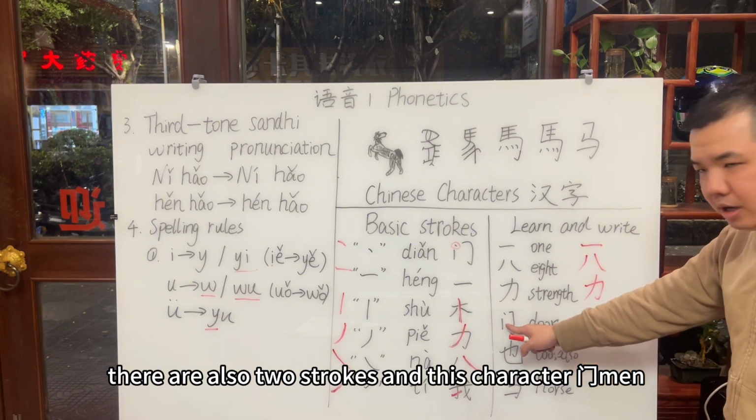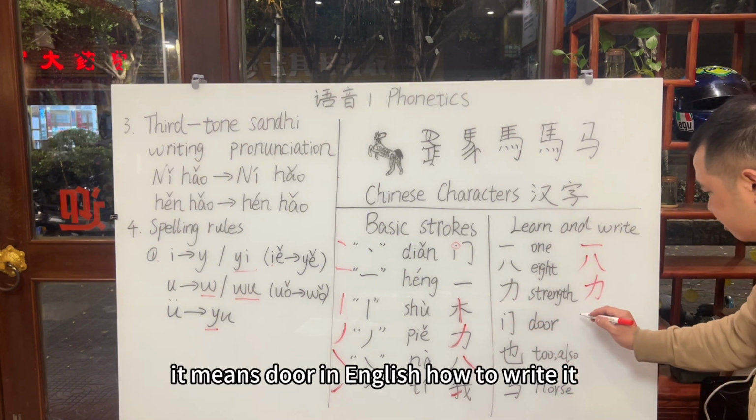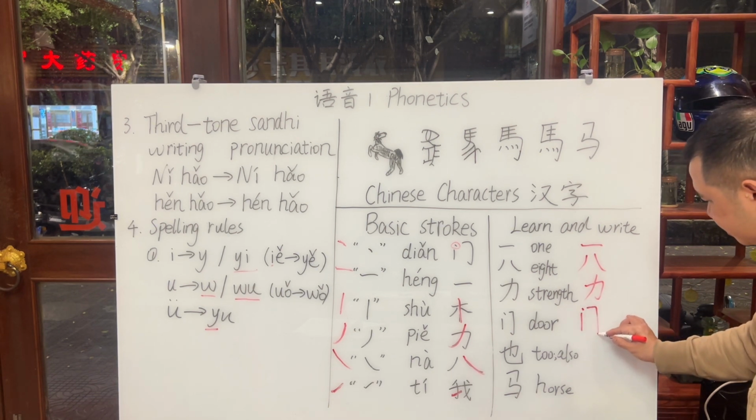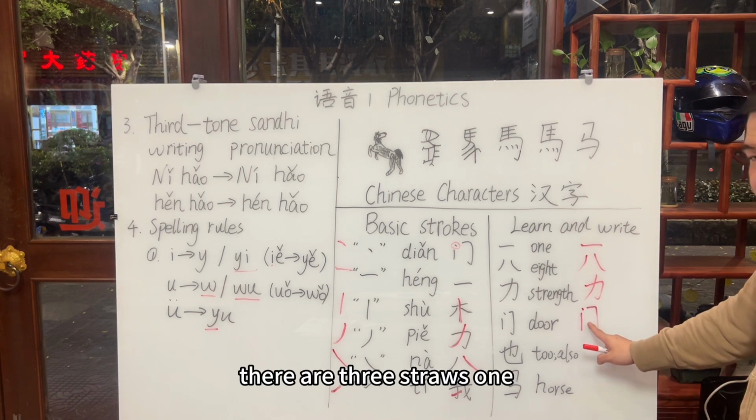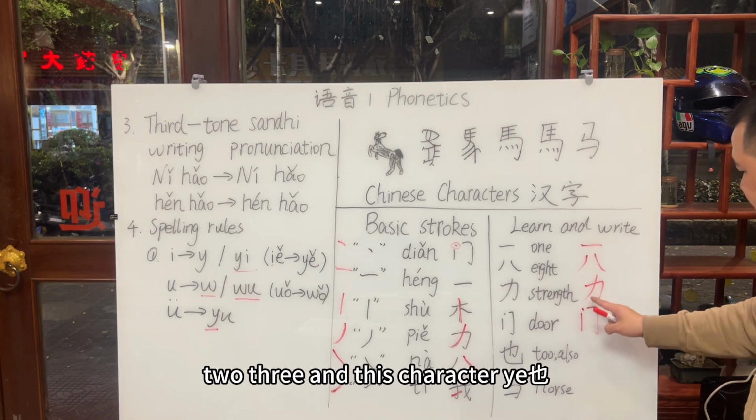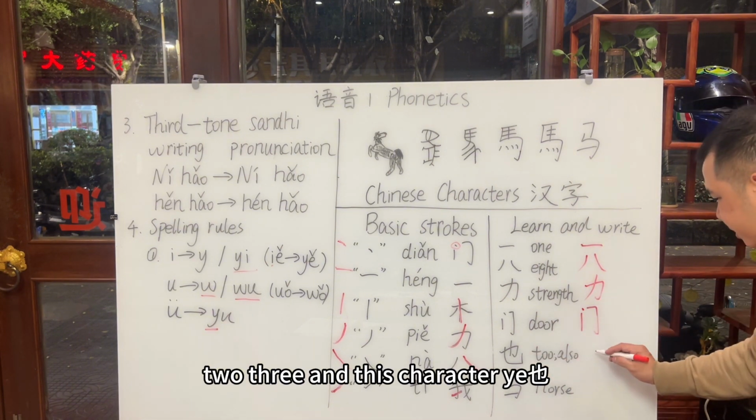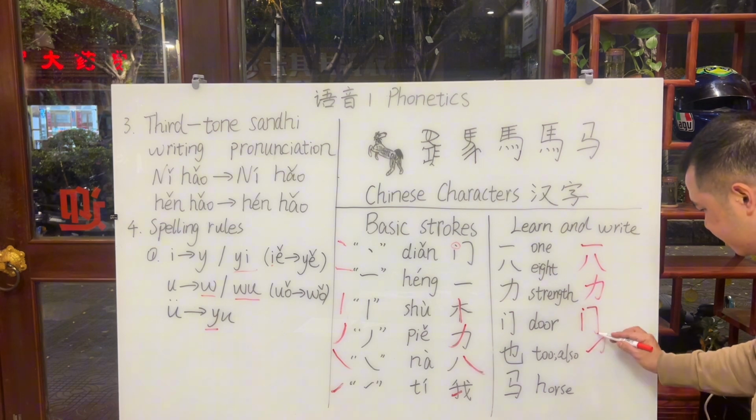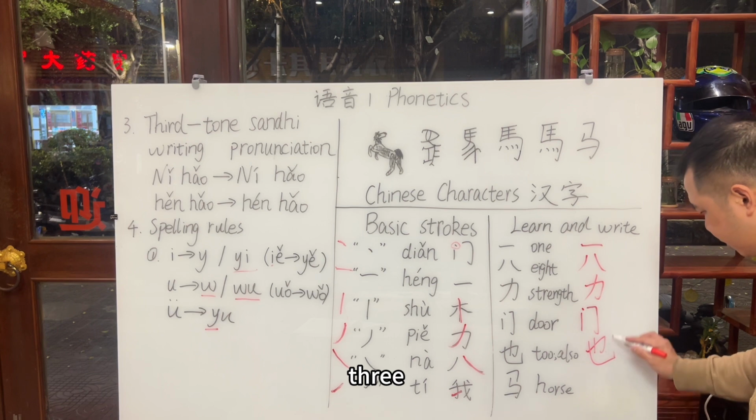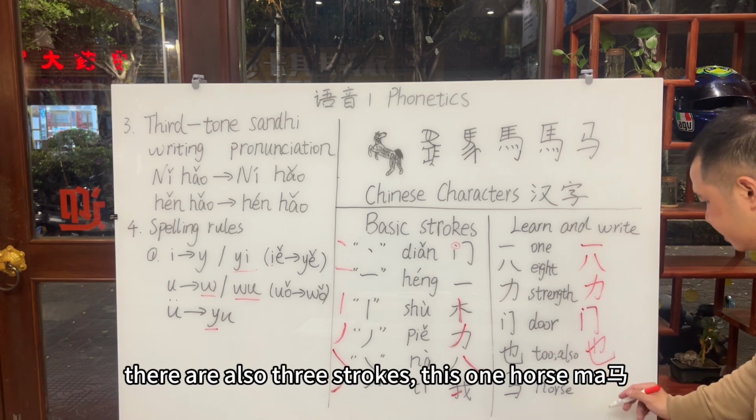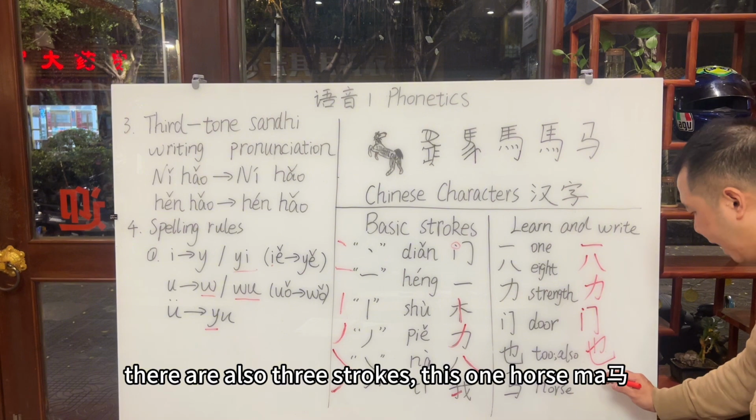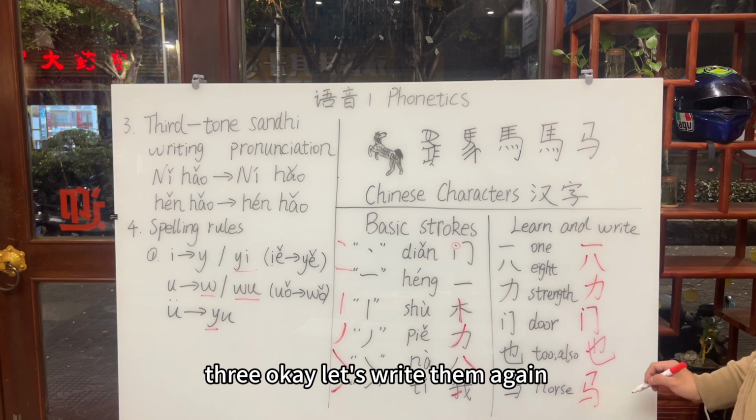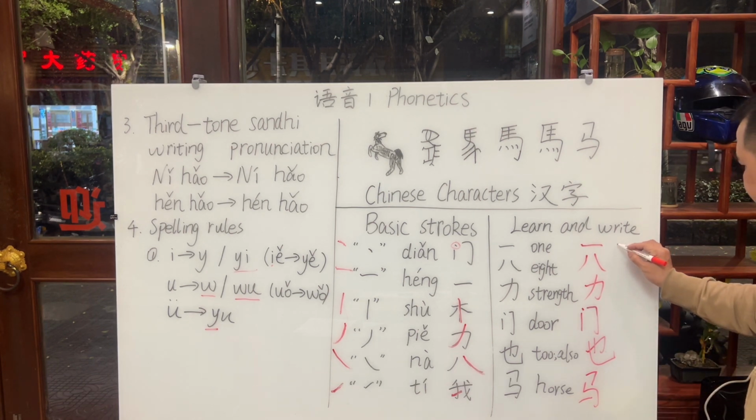And this character, 门, it means door or store in English. How to write it? 点. There are 3 strokes. 1, 2, 3. And this character, 也, it means also in English. 也. 1, 2, 3. There are also 3 strokes. This one, horse, 马. 1, 2, 3.